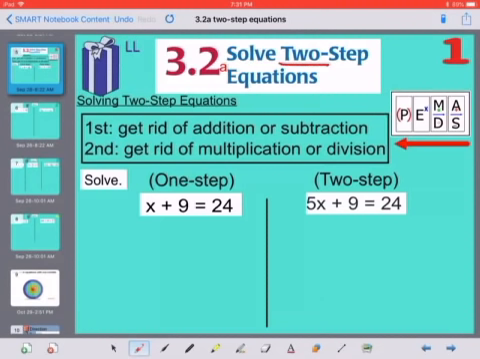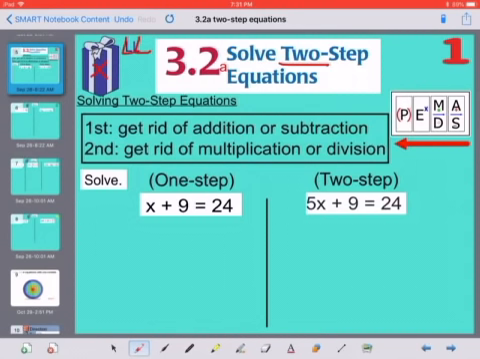So there's a couple ways you can think of this. You can think of it as unwrapping a present. Like we need to figure out what is inside the box, so we have to do the letter part last. That's what this stands for: letter last.